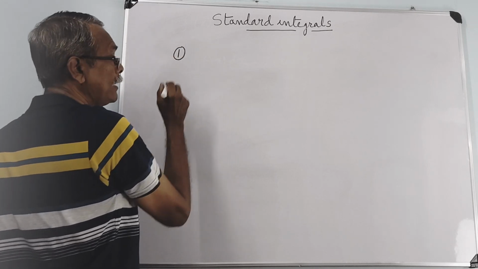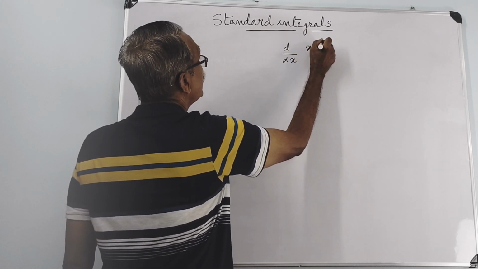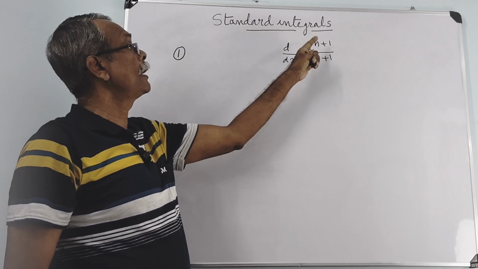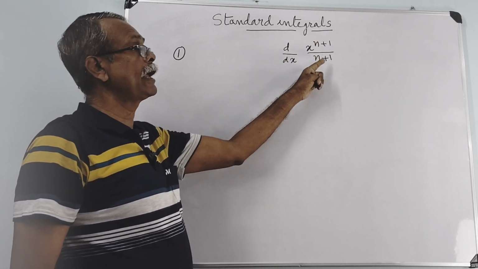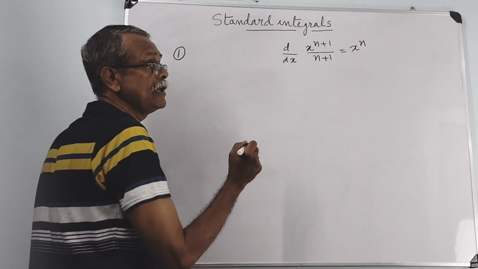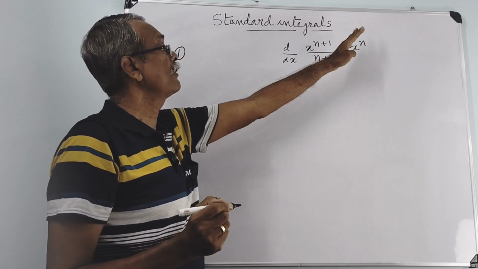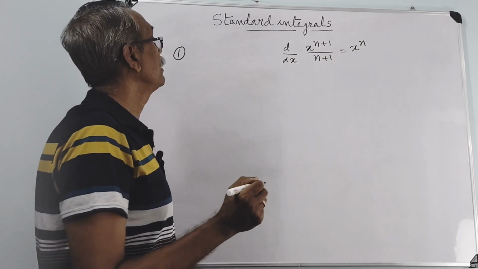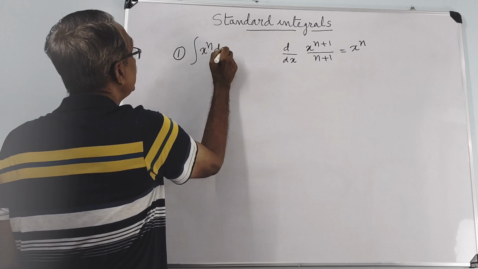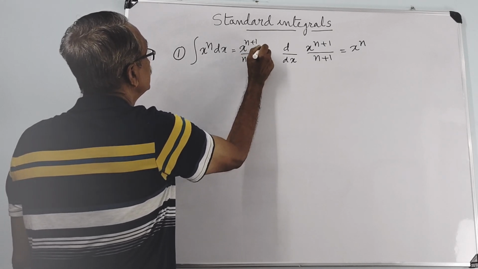We know that d by dx of x raised to n plus 1 divided by n plus 1. The derivative of x raised to n plus 1 by n plus 1 is n plus 1 multiplied by x raised to n divided by n plus 1. n plus 1 will cancel and we will get this is equal to x^n. Using our criterion, the integral of x^n with respect to x is x raised to n plus 1 by n plus 1. Our f(x) is x raised to n and g(x) is x raised to n plus 1 by n plus 1. So we write this as the first relation: integral x raised to n dx is equal to x raised to n plus 1 divided by n plus 1 plus c.